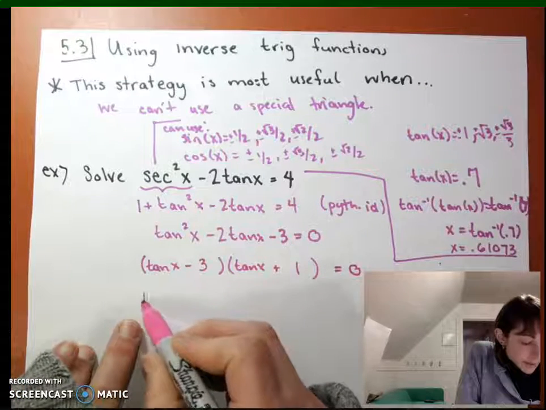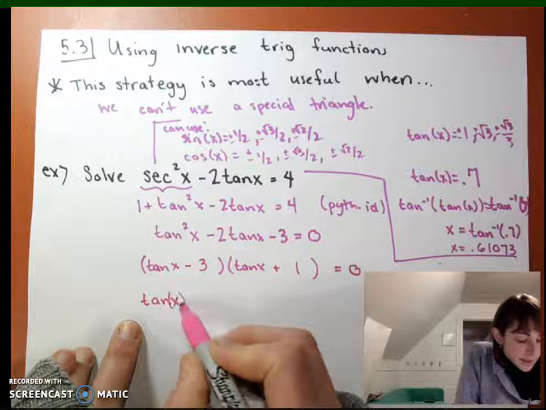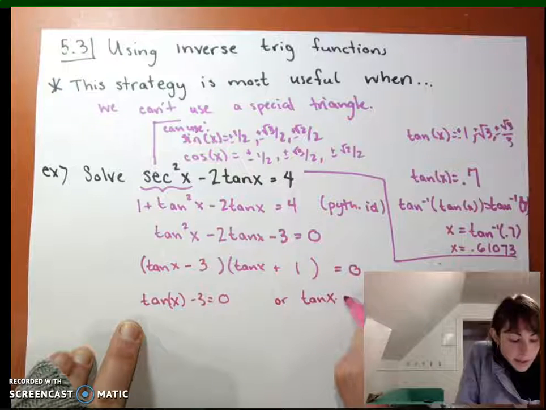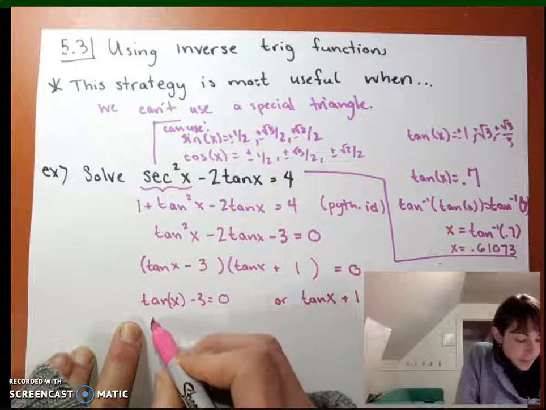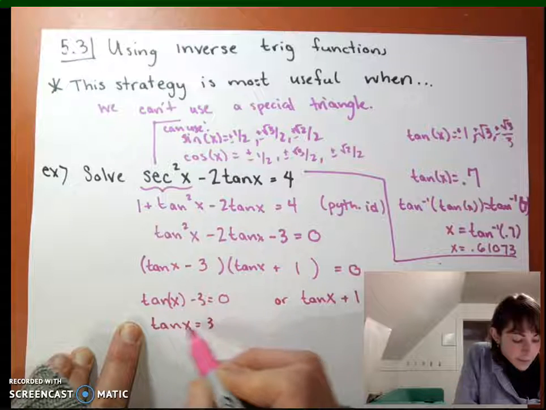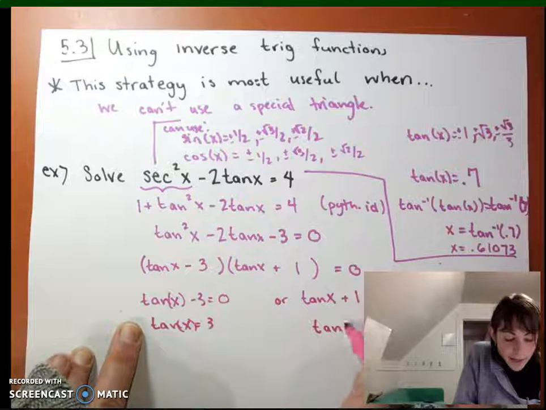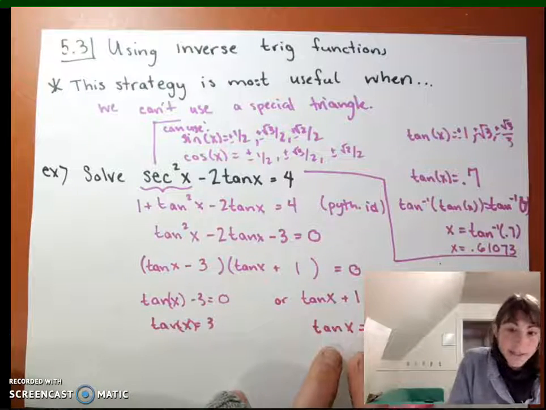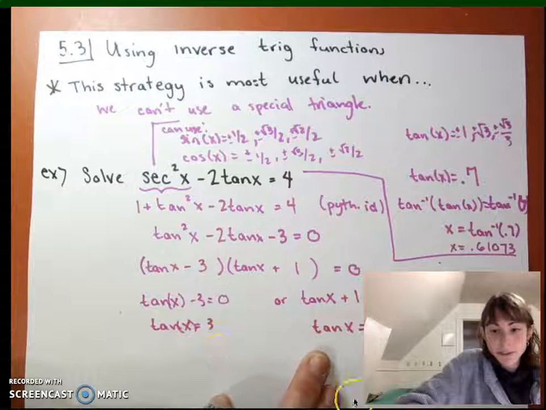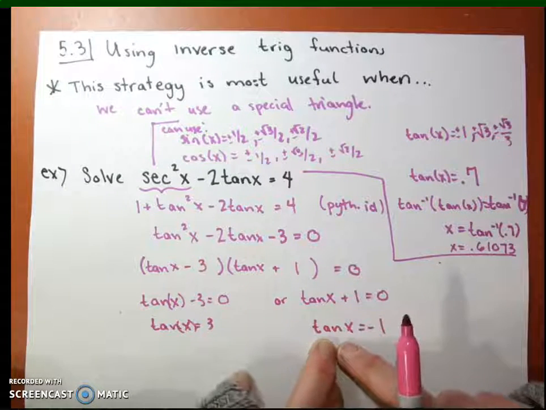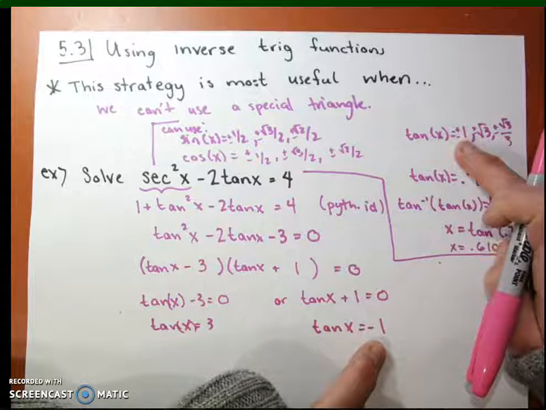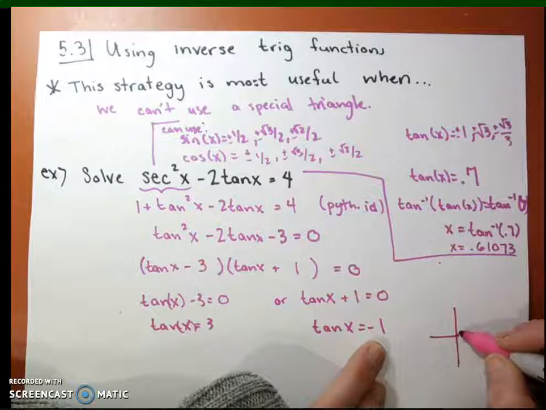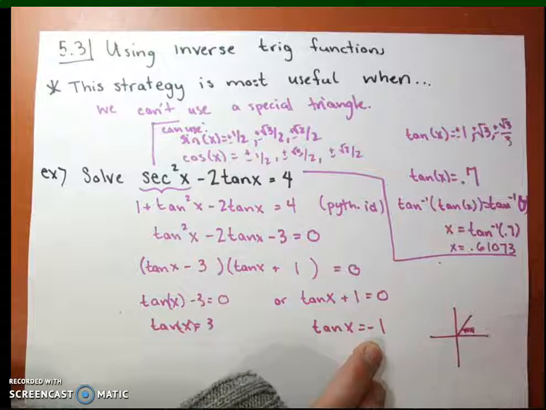So now this tells me two things. It tells me that tan x minus 3 equals 0, or tan x plus 1 equals 0. In the first case, I have tan x equals 3. And in the second, I have tan x equals -1. Now, on this side, I can see that, oops, let me block my face so you can read everything. If tan x equals -1, well, -1 is the value of one of my special angles. Tan is 1 if I have pi over 4.